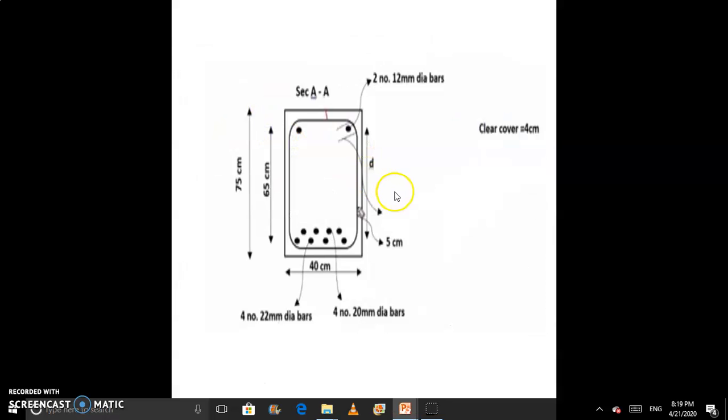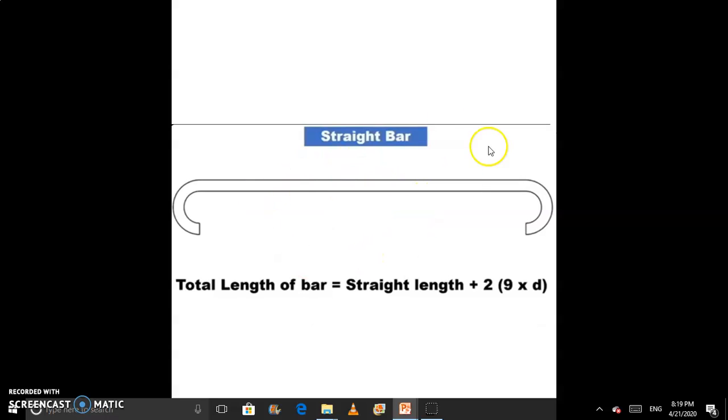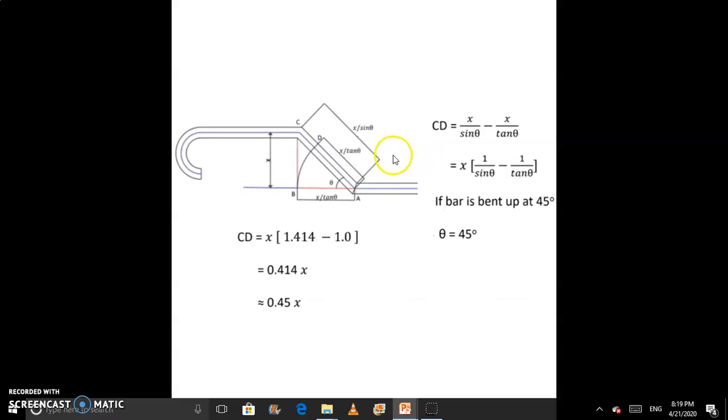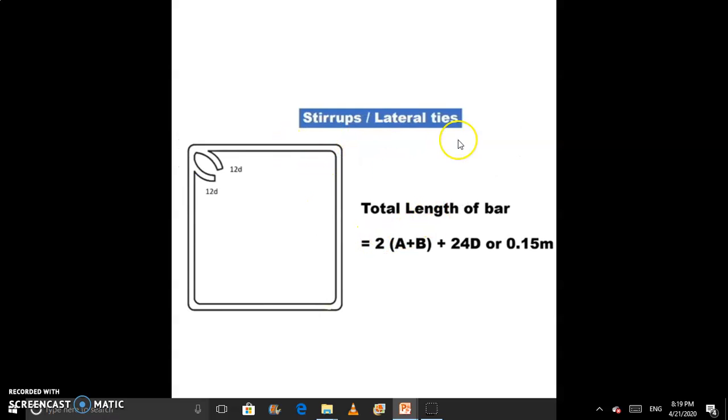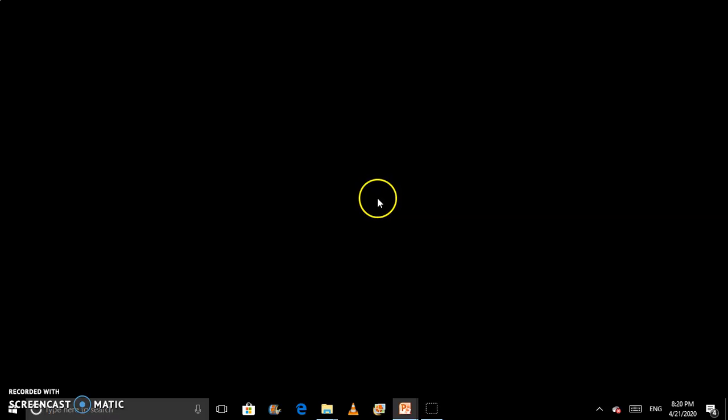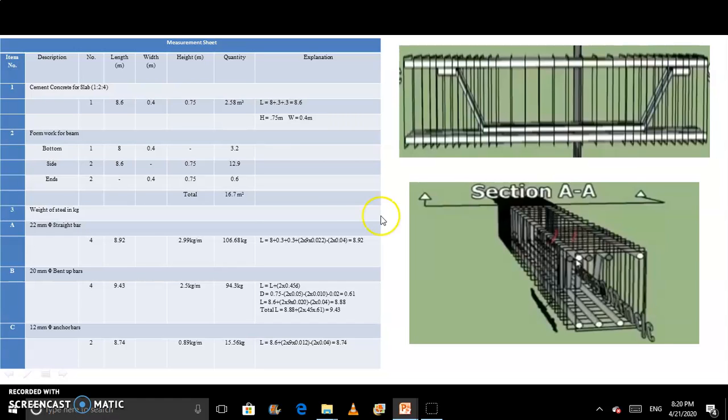In our yesterday or previous lecture, we discussed all these things, how we find the straight bar and how we find the bent up bars. This is the formula, how we find it for 0.45x. This is the stirrups. So now we move on to our second measurement sheet, how we find the other quantities.